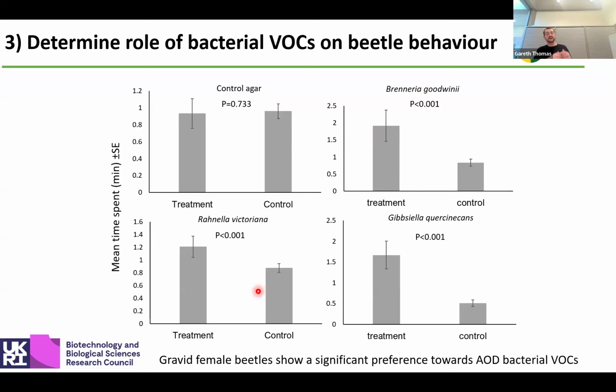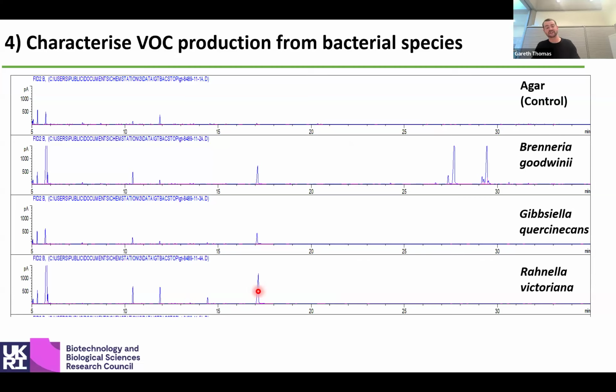From this, we can conclude that the gravid female beetles show a significant preference towards these acute oak decline bacterial volatiles. The next thing: we've done our behavioural tests, and our chemical ecology work is driven by behaviour. So now we wanted to see what is driving this behaviour. We use a technique called gas chromatography to look at what compounds are in the headspace. Gas chromatography is essentially a technique which enables you to separate compounds out from complex mixtures, and we can see what's in a sample.